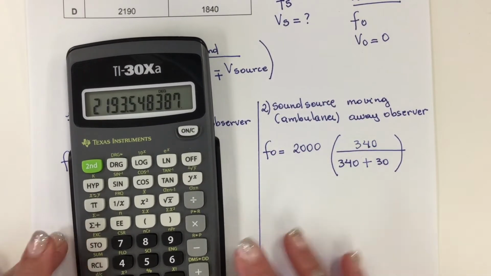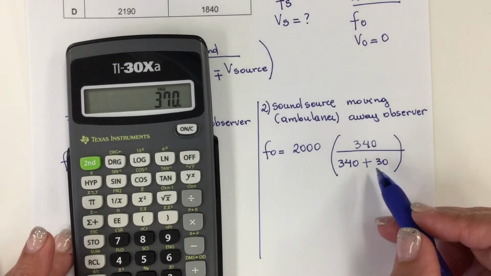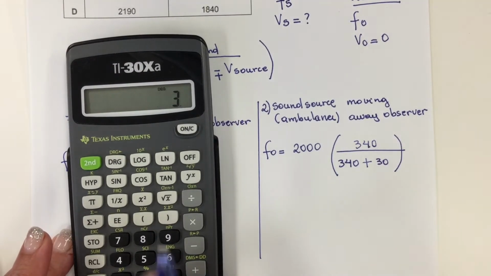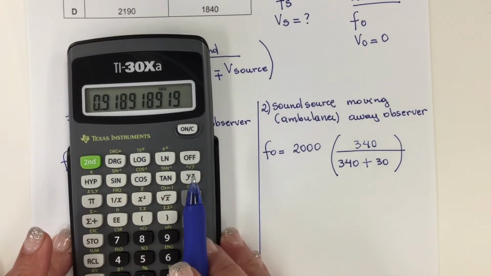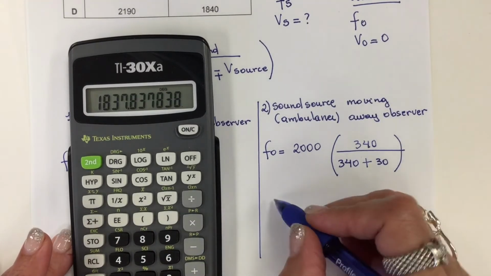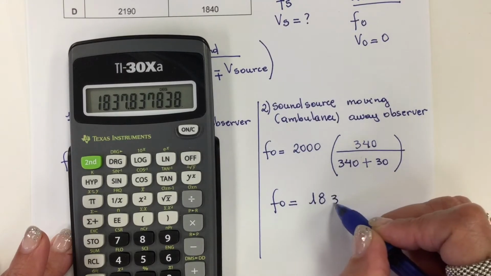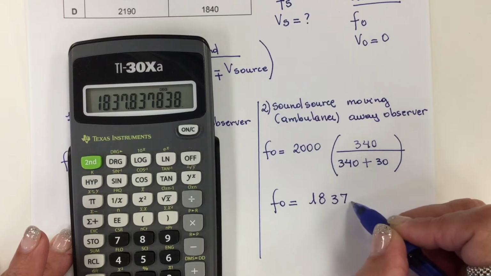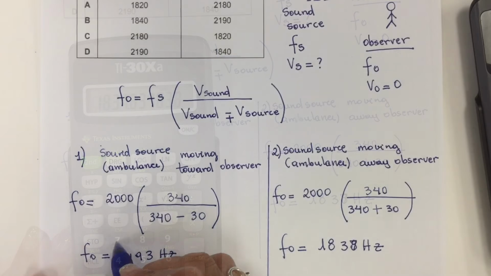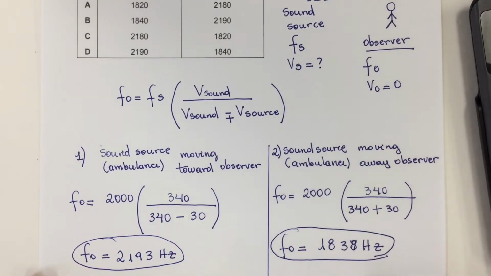And on the other side, 340 plus 30 is 370 in the denominator. So 340 divided by 370 is this number times 2000, and the frequency is lower, which is 1837 or 1838 hertz. So now let's find the best match for this and this.